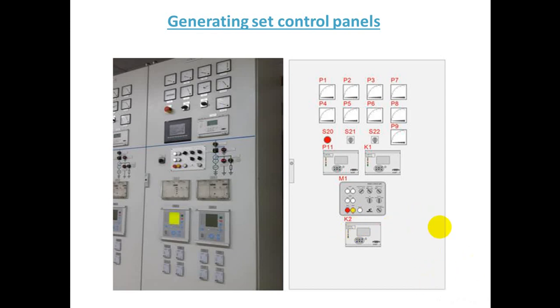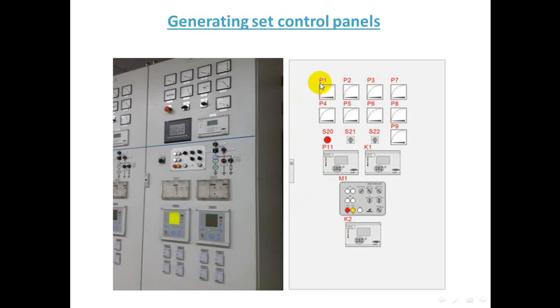Now, let's explain each element in the control panels. The generating set control panel consists of, as shown in the power station, these elements: B1, B2, B3, etc., and K1 and others. Let's go through them step by step.